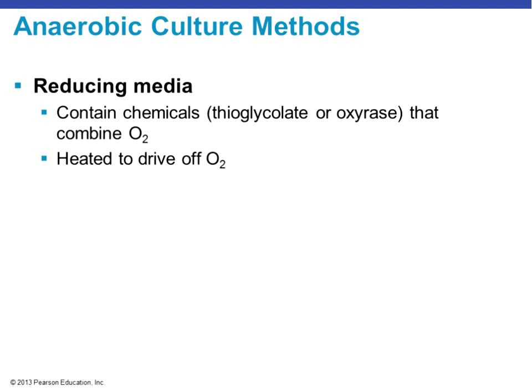Anaerobic culture methods are to grow bacteria that don't want to deal with oxygen or that grow best in an area free of oxygen. We can use reducing media like we've seen with thioglycolate tubes, where as you go from the top to the bottom of the tube, the concentration of oxygen decreases. To make this reducing media, we drive off the oxygen.